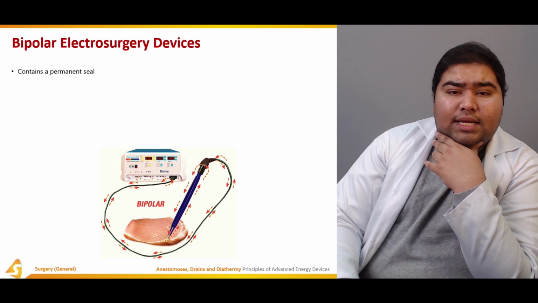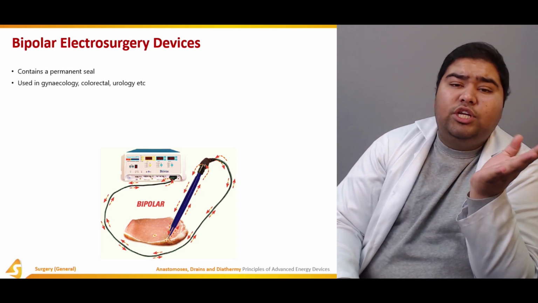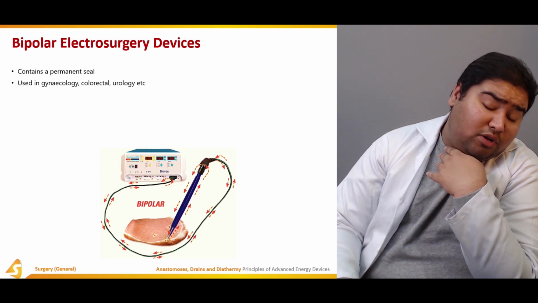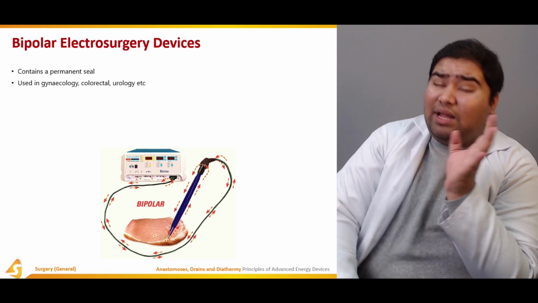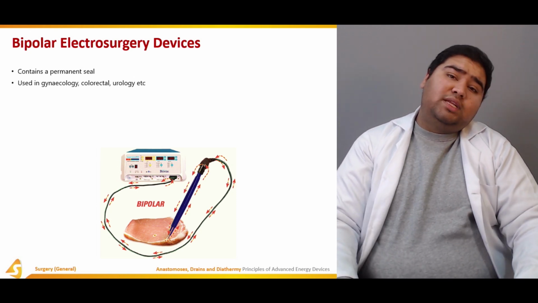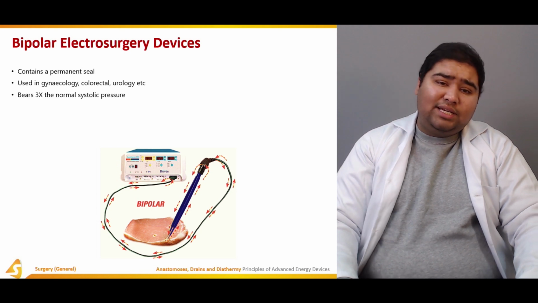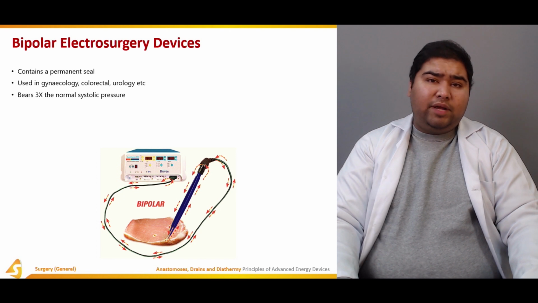Now these contain a permanent seal. So there's a permanent seal in them. They are usually used in gynecological procedures because there is extensive bleeding there, and there are very profound large vessels. So you do not want to damage them. They're also used in colorectal and urological surgical procedures. They bear 3 times the normal systolic pressure.